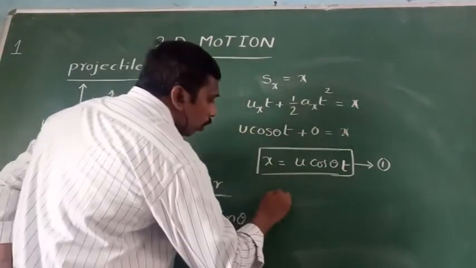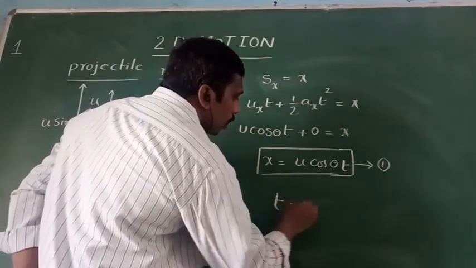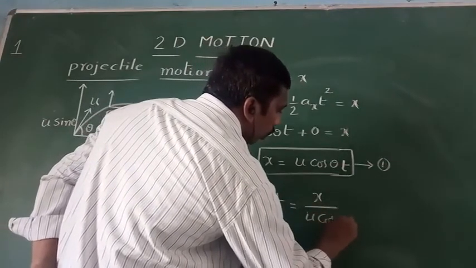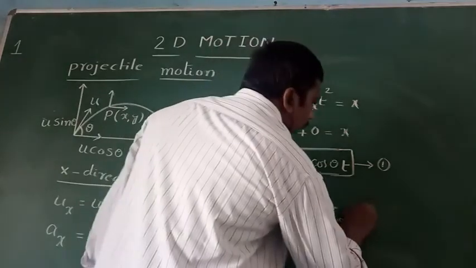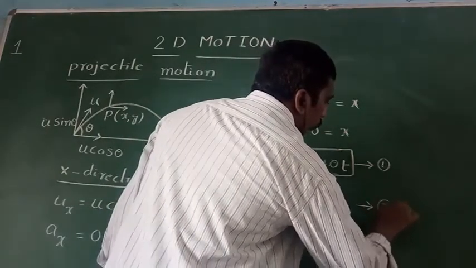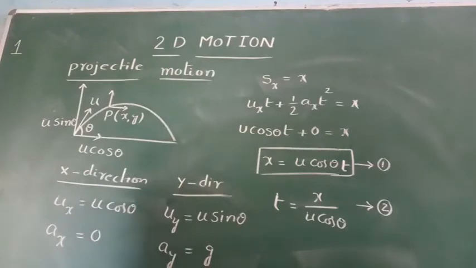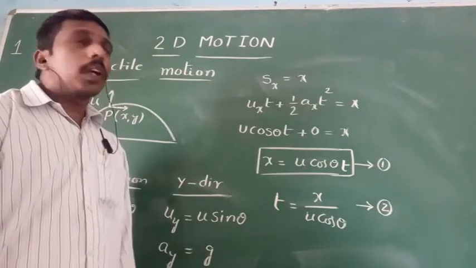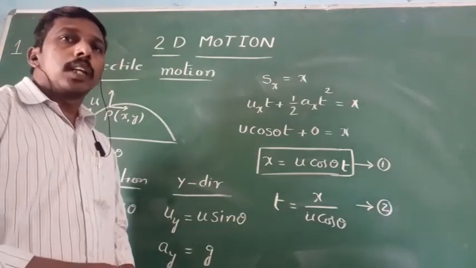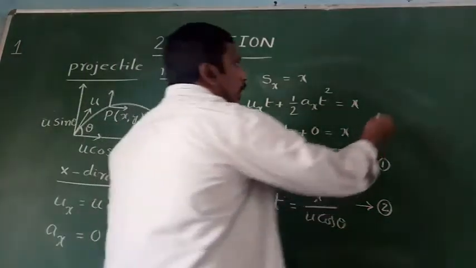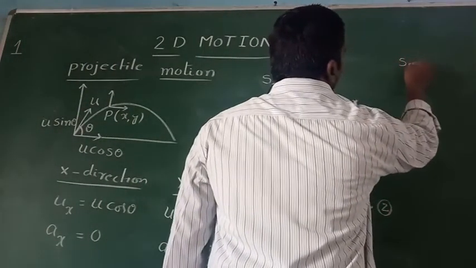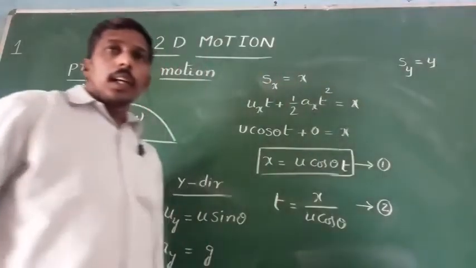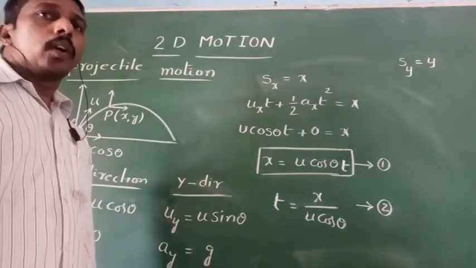From this equation, time t is equal to x by u cos theta. Say this is the equation: x is equal to u cos theta into t is the horizontal distance, and t is equal to x by u cos theta. What about the displacement along the y direction? Similarly, the displacement along the y direction, Sy, is taken as y meters in t seconds. The distance travelled along the y direction is taken as y meters.